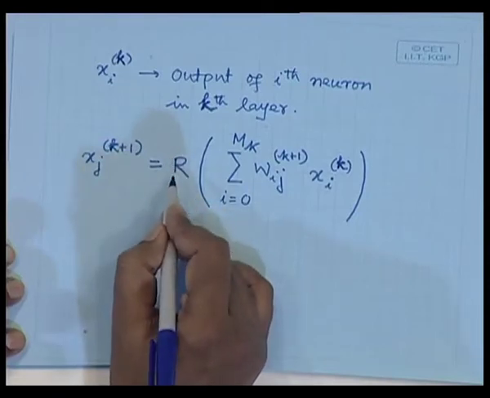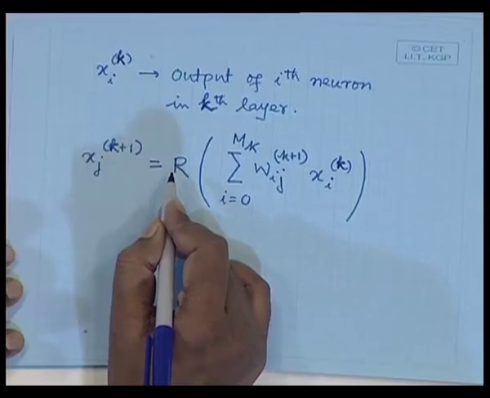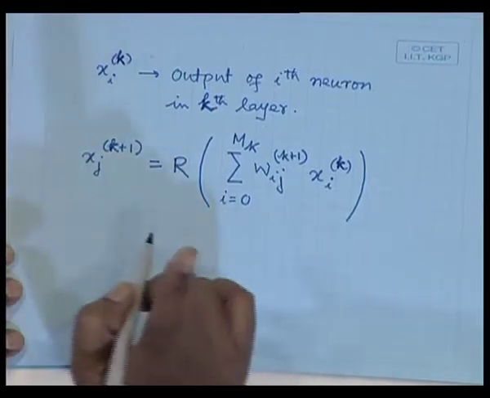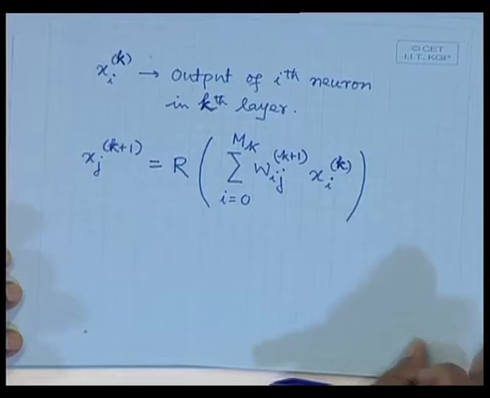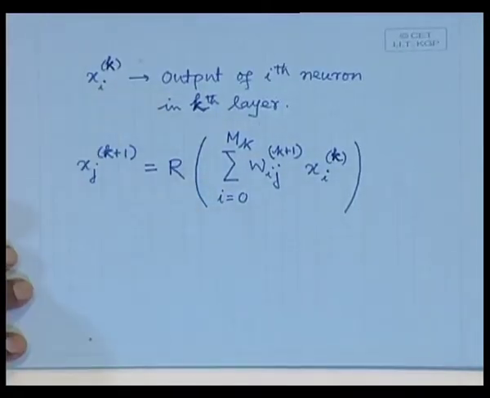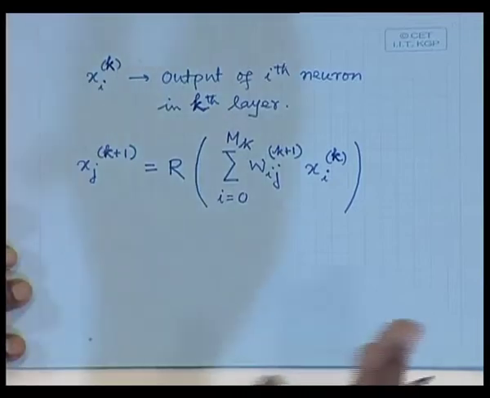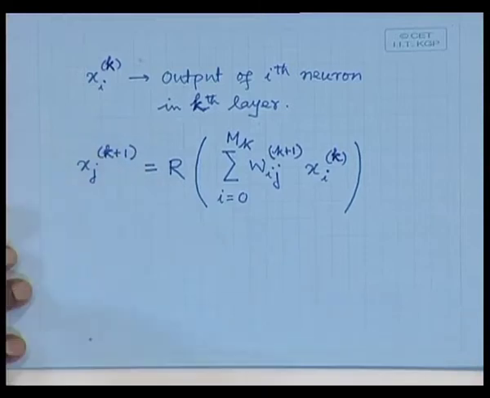This function R is present in every neuron except the input layer. In the input layer it is unity, just linear, whatever is the input you pass it to the output. But in all other layers this non-linearity is present. In the case of a single layer neuron, we said that this non-linearity is present only in the output layer nodes, not in the input layer nodes, and there we considered the non-linearity to be a hard threshold. Here we are considering this non-linearity to be a sigmoidal function, it is not a hard threshold. There is a reason for it.